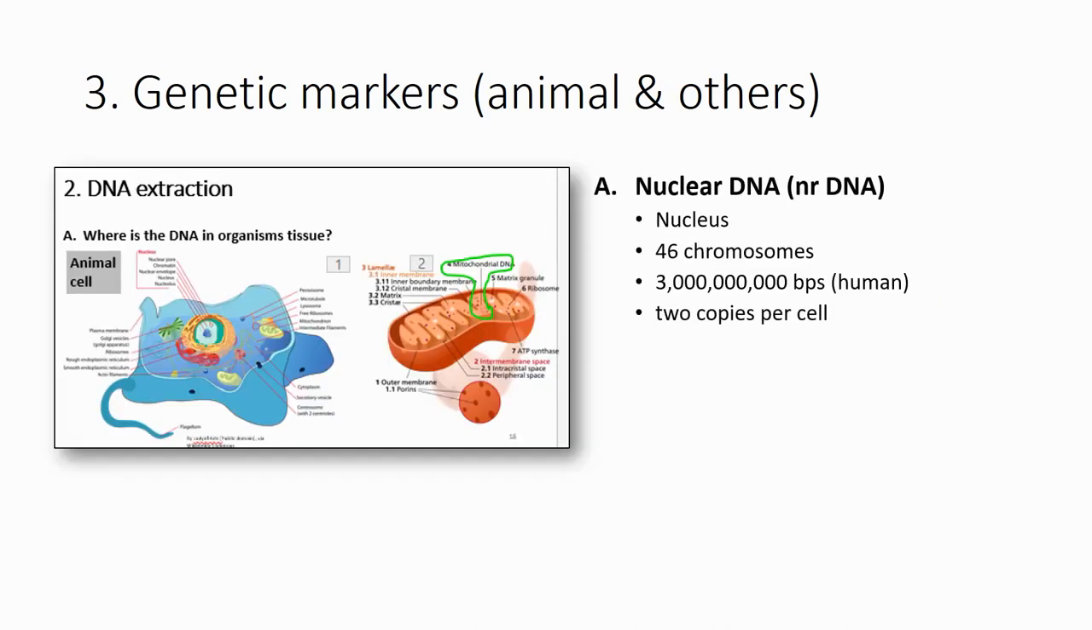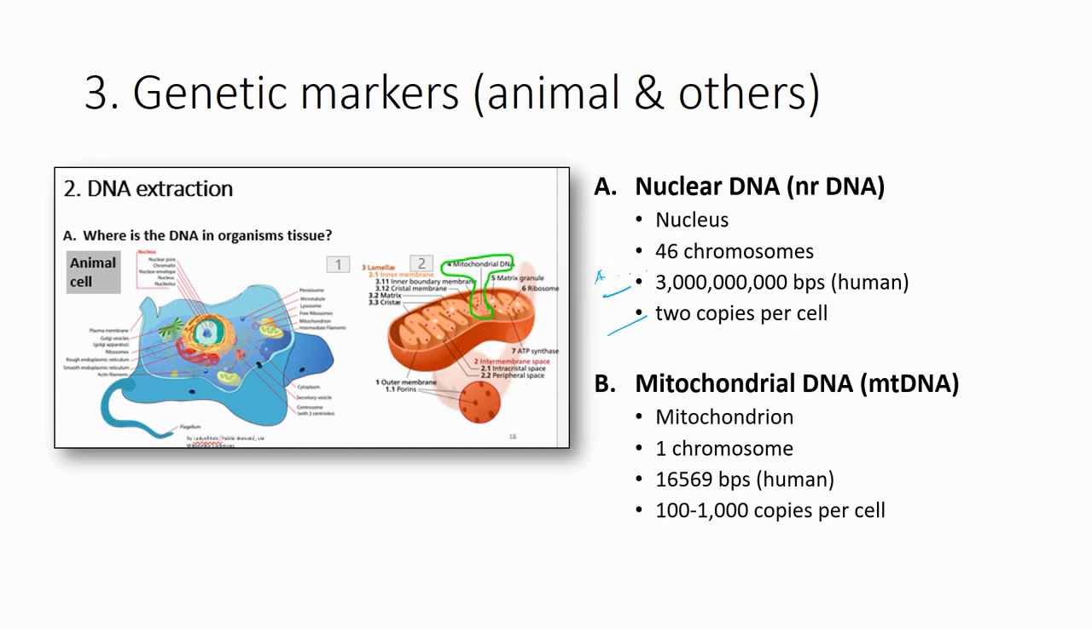So let's go more into nuclear DNA. Nuclear DNA can be found in the nucleus. For example, for humans you have 46 chromosomes. This is the genome size, the number of ATCGs, and you have two copies in each cell. Mitochondrial DNA is found in the mitochondria here, while nuclear DNA is here. And you only have one chromosome.